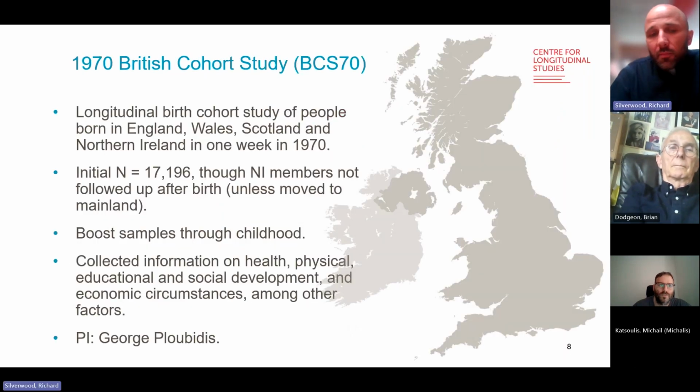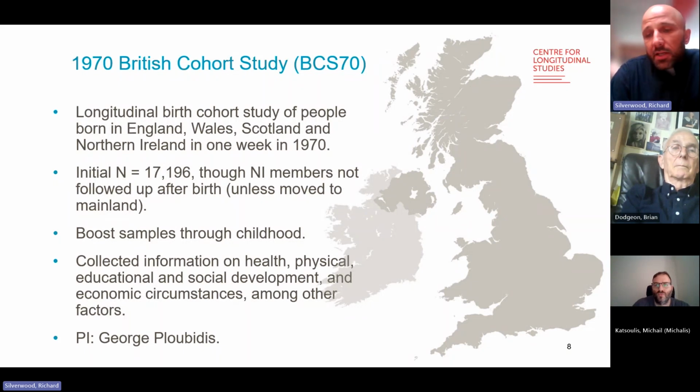So the focus today is going to be the 1970 British Cohort Study, or the BCS 70. I'll talk about that in a bit more detail over the next few slides. This is an ongoing, multidisciplinary, very rich longitudinal birth cohort study. People were born right across the UK, so England, Wales, Scotland and Northern Ireland, in 1 week in 1970, although those individuals born in Northern Ireland weren't followed up after birth unless they moved to the mainland.